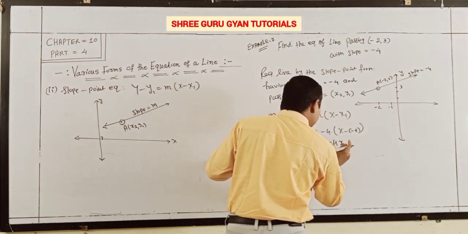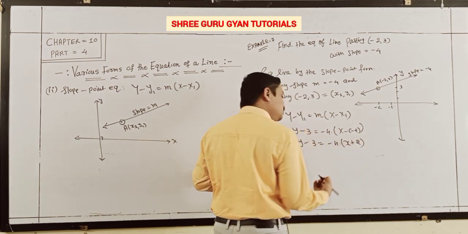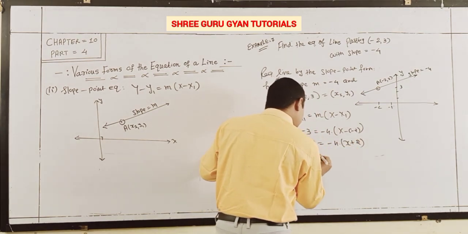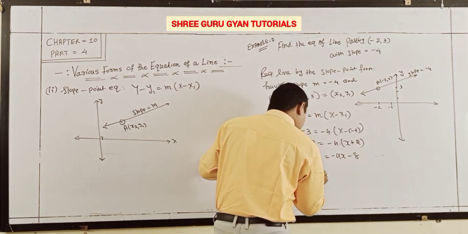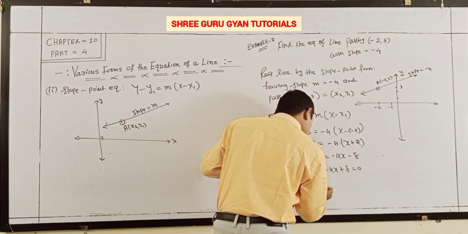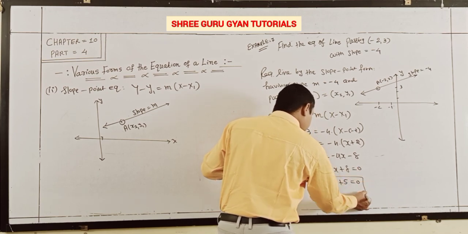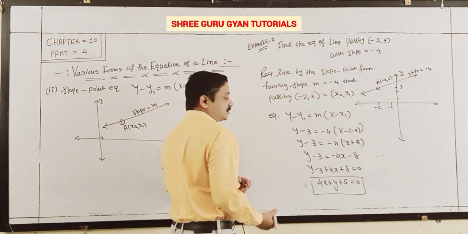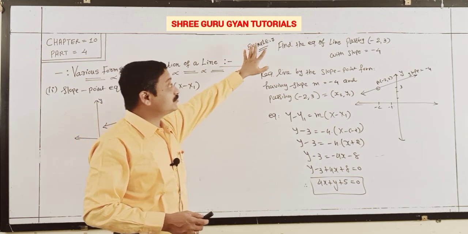So my equation is y minus 3 equals minus 4 times (x plus 2). Writing step by step, y minus 3 is equal to minus 4x minus 8. So y minus 3 plus 4x plus 8 gives 4x plus y plus 5, since 8 minus 3 is 5. And that's the equation, students: 4x plus y plus 5 equal to 0. That's your equation of the line.